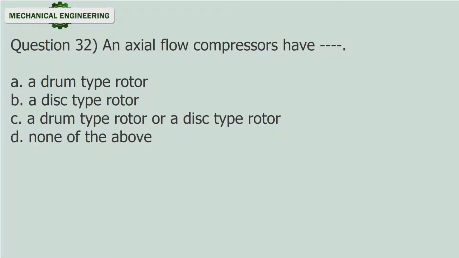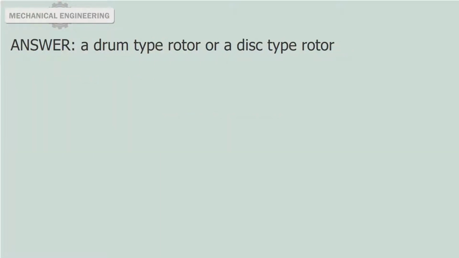Question 32. An axial flow compressor has, fill in the blank. A. A drum type rotor. B. A disc type rotor. C. A drum type rotor or a disc type rotor. D. None of the above. Answer. A drum-type rotor or a disc-type rotor.